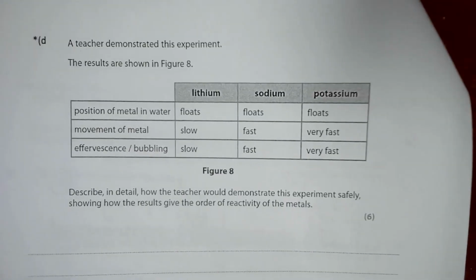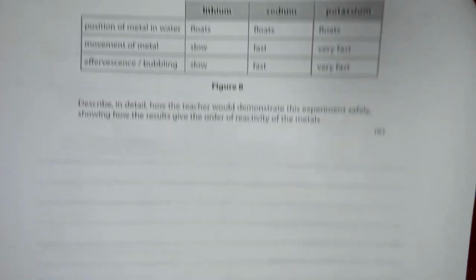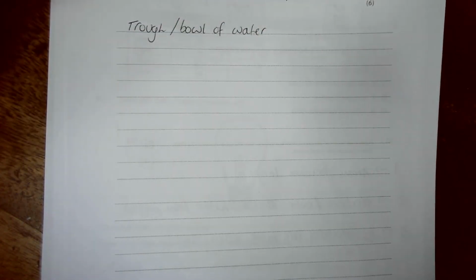Next question. A teacher demonstrates this experiment. The results are shown in figure 8. So we've got position of metal in water, movement of metal, and effervescence, which is known as bubbling. And you'll notice that there's a pattern there. So it says, I'd like you to describe the experiment, the safety, and how those results would give you the order of reactivity. Well, hopefully you've seen this reaction and you can remember it.